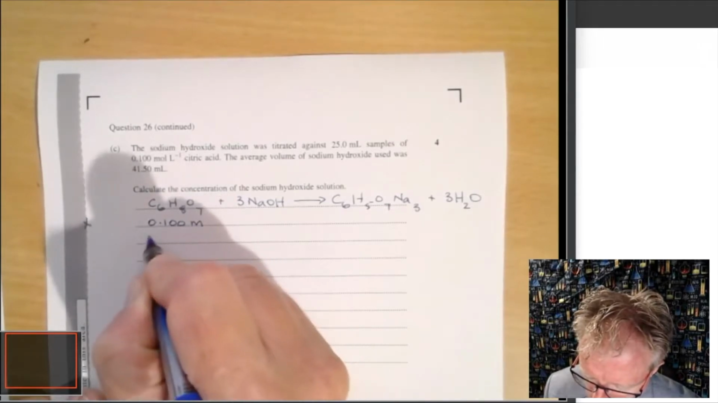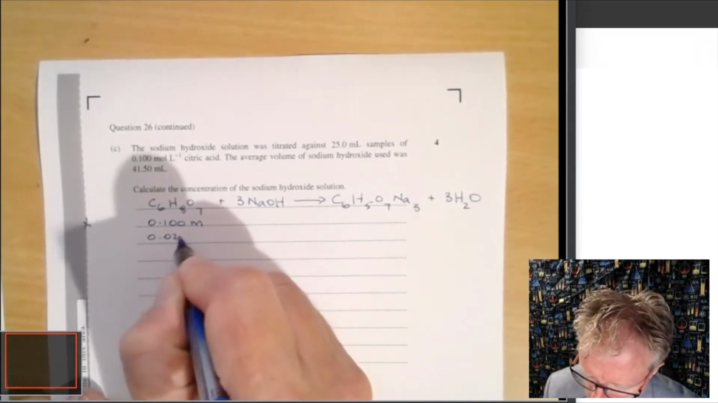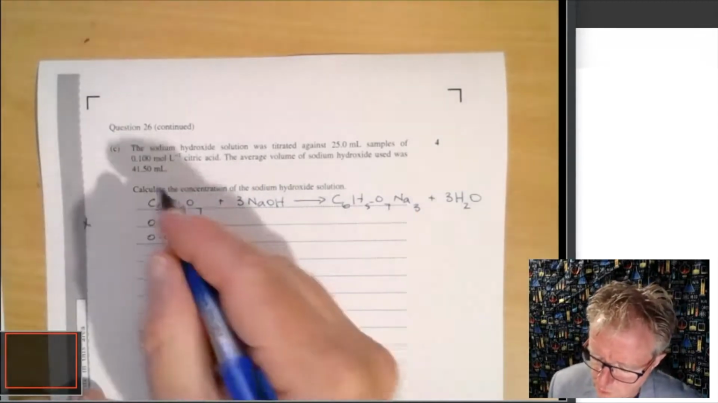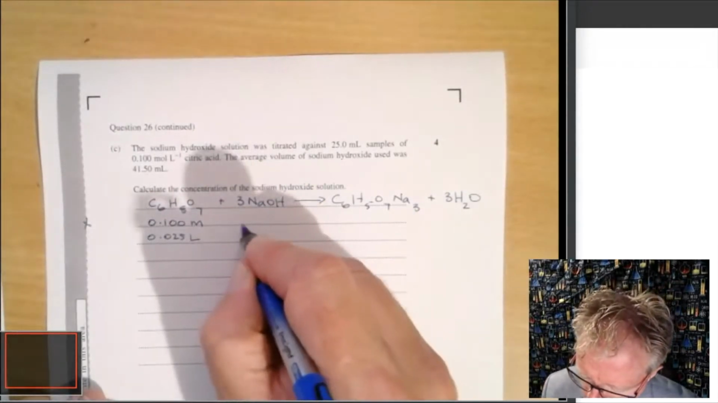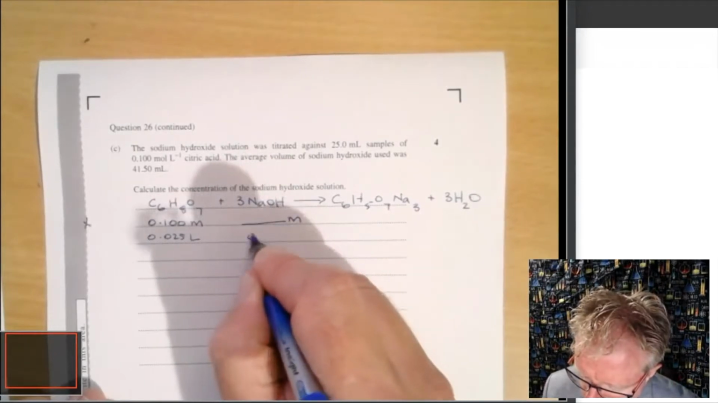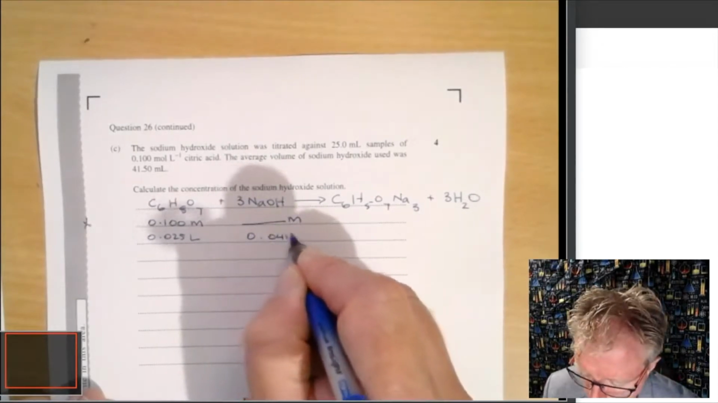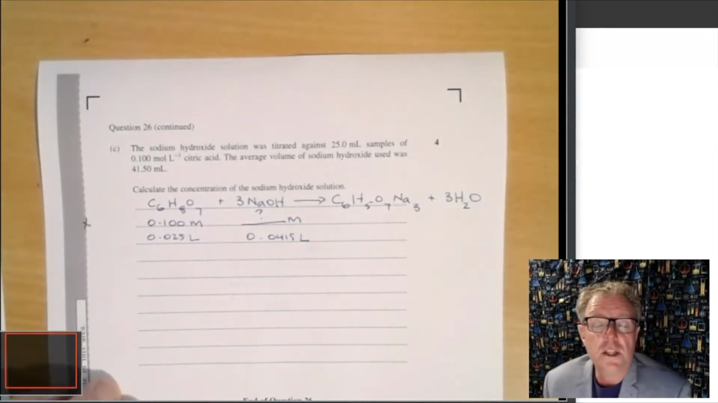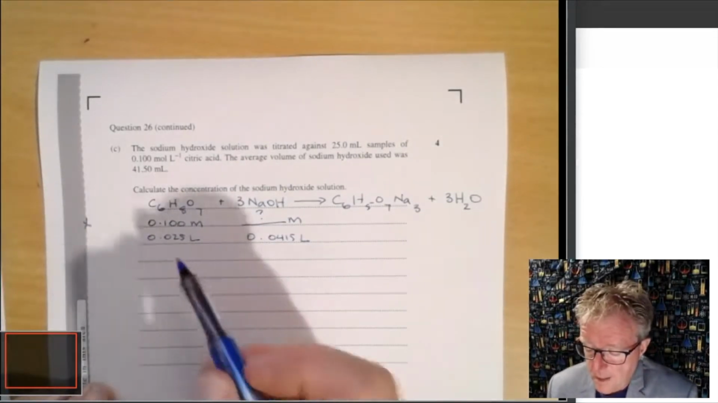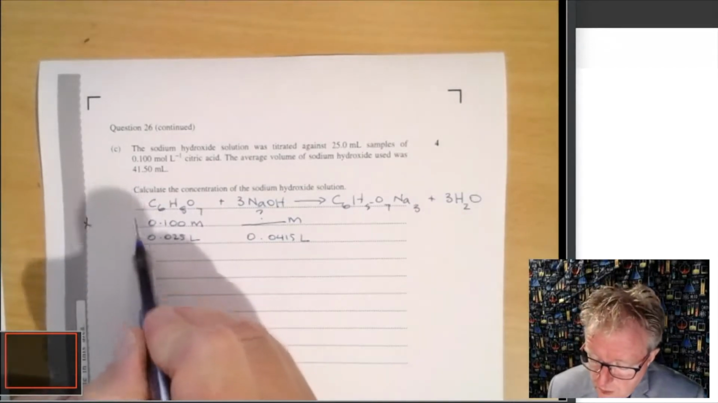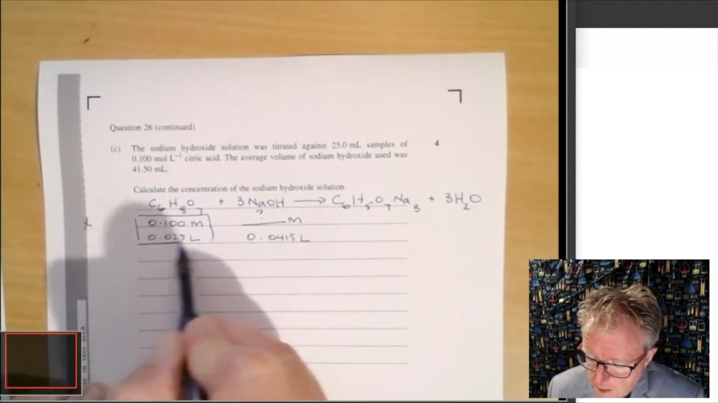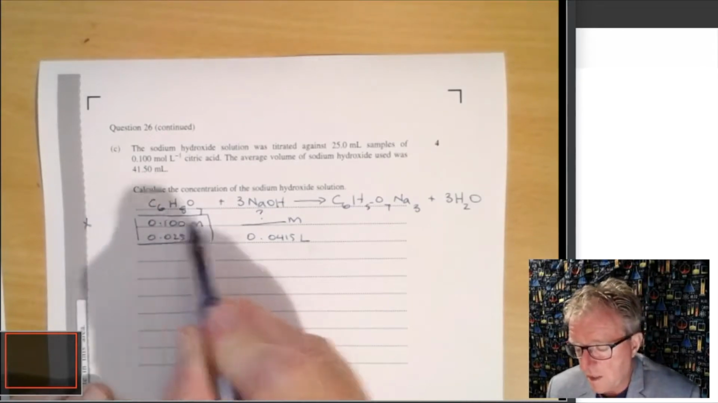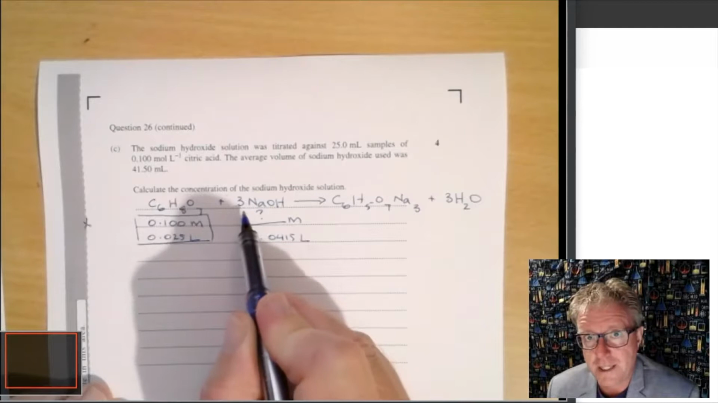Molar, and we have 0.025 litres. It says the average volume of sodium hydroxide used was 41.5, so let's put that down: 0.0415 litres, and we don't know the molarity. So here's the characteristic thing with titration questions: we know this here, so we can calculate the number of moles of acid added, which then will allow us to calculate the number of moles of base present.